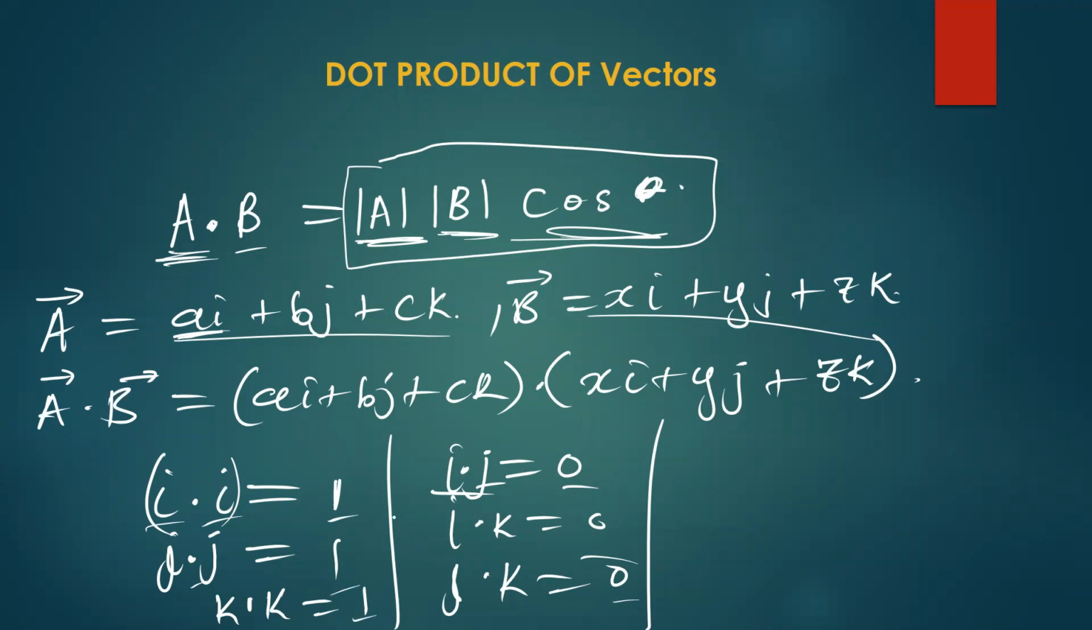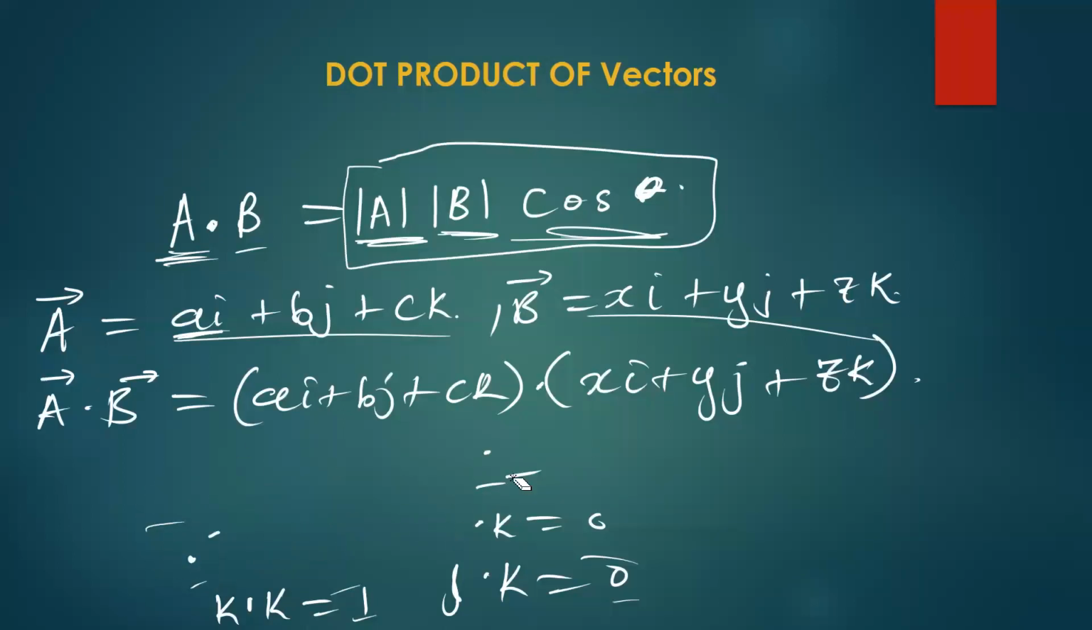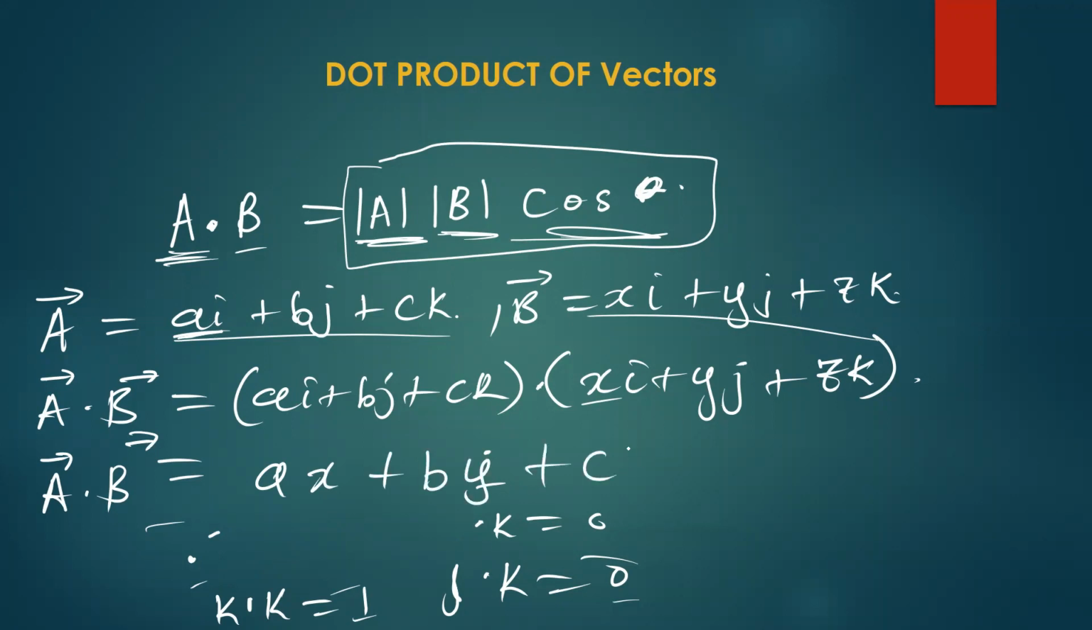And you are going to come up with a solution that is going to look like this one. So your A dot B is going to be equal to, you find that A is multiplying with X, and then you have B being multiplied by Y, and then you have C being multiplied by Z.